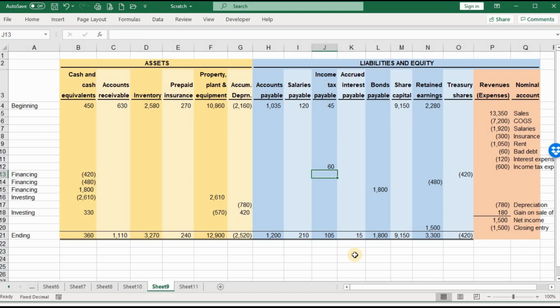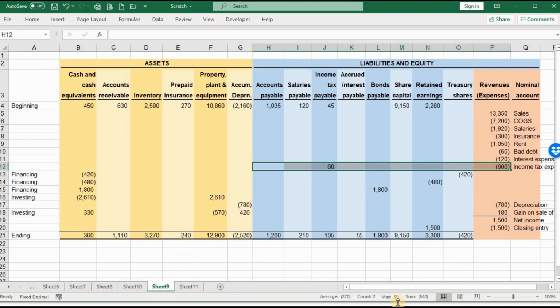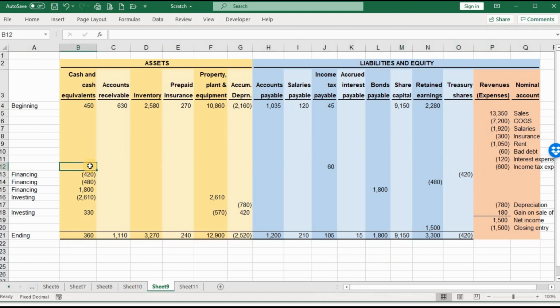So to maintain the equality of the equation, the right side has a total of negative 540, which is the difference between 600 and 60 pesos. So the left side must also have a negative 540 pesos, and that is under the cash and cash equivalent column. So negative 540 pesos is the cash paid for income tax.